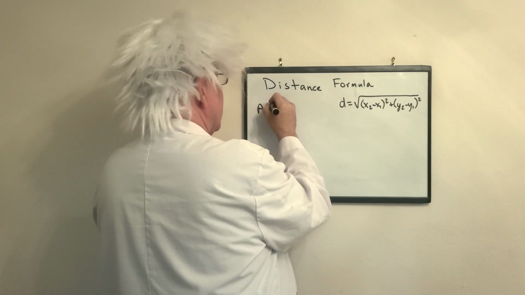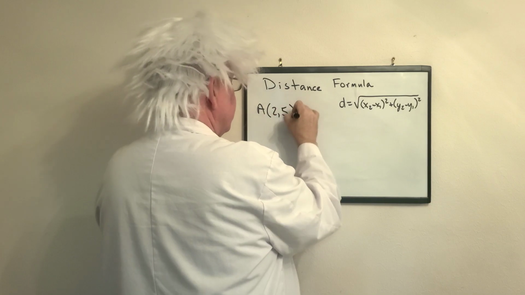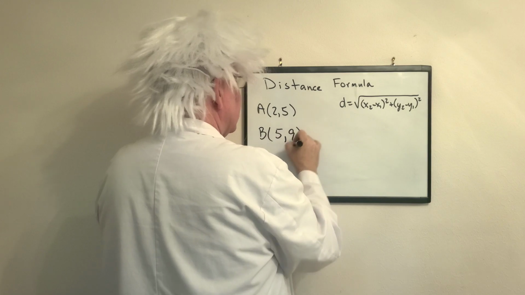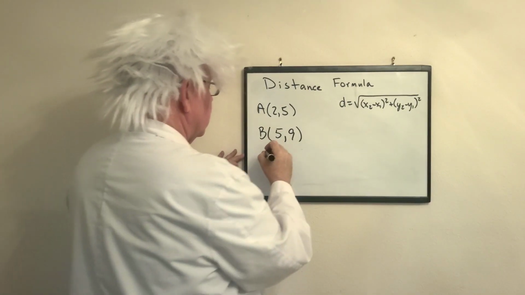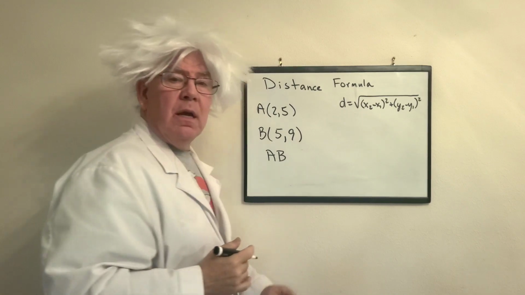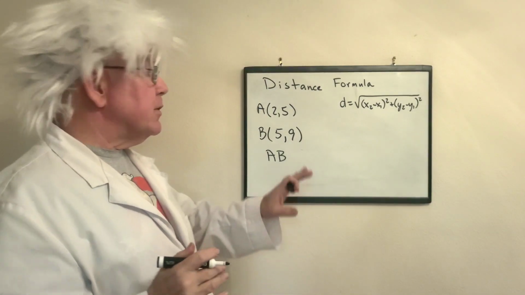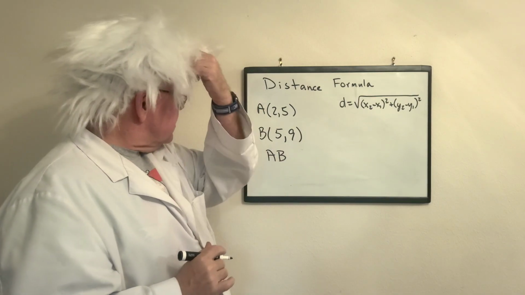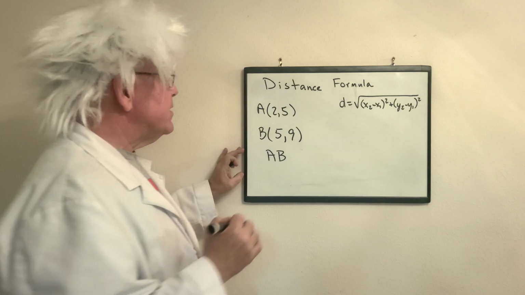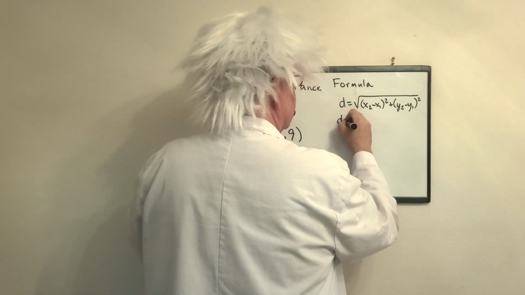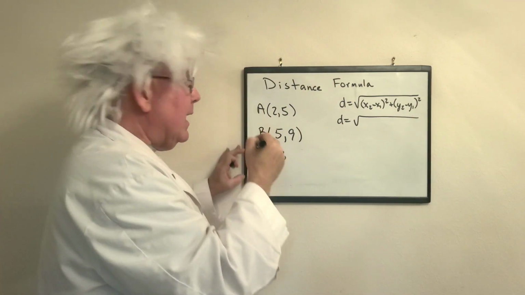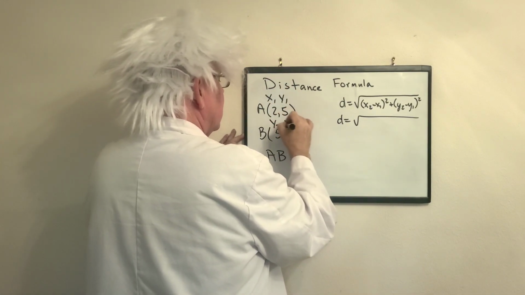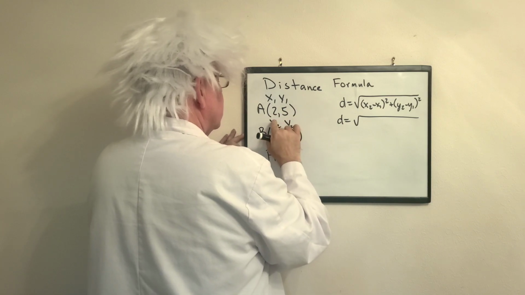So we have this point A, and this is going to be 2, 5. And this is point B, and it's going to be 5, 9. And I want to find the distance of AB. Now, this is a lot of plugging and chugging, and there's only probably going to be time for one problem, okay? We may break this up into two videos, but here we go. To find the distance, so D equals, first thing I'm going to do, I'm going to label. So I'm going to say x1, y1, x2, y2.